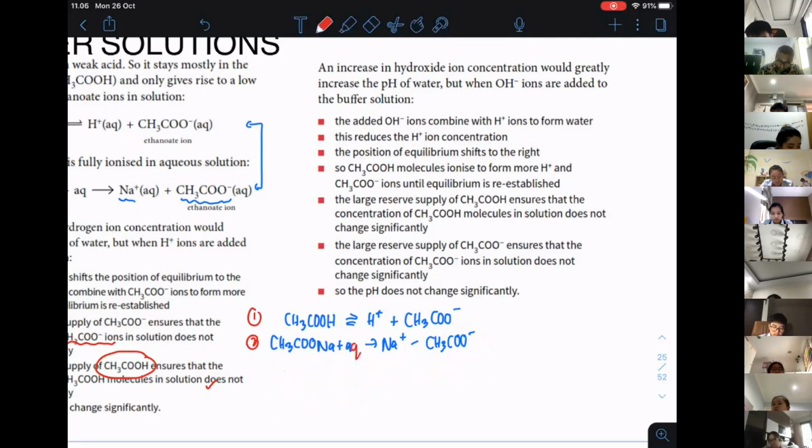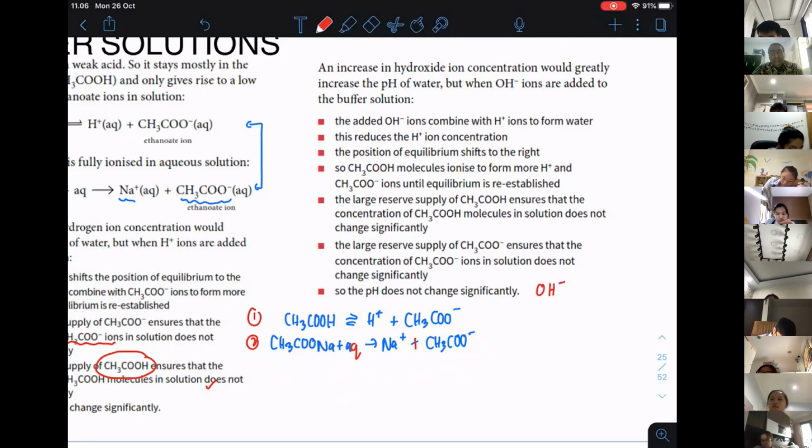Okay, this one is aqueous. Let me actually write down again. So here, an increase in hydroxide ion concentration is supposed to increase the pH of the water, but when OH ions are added in this buffer solution, what will happen? So OH minus is being added.